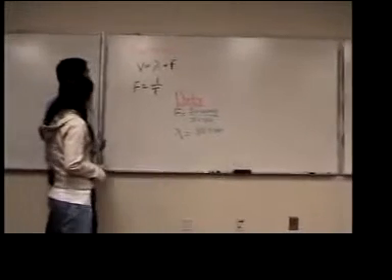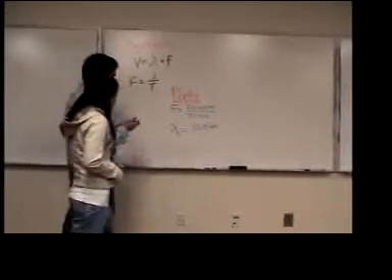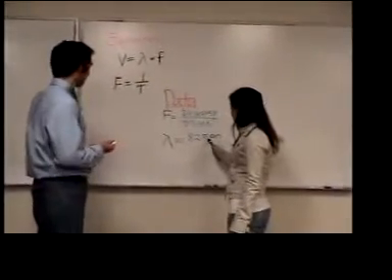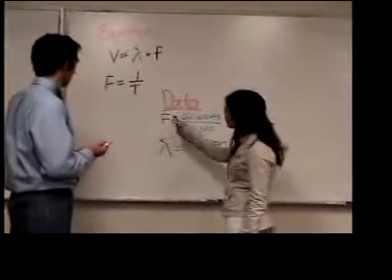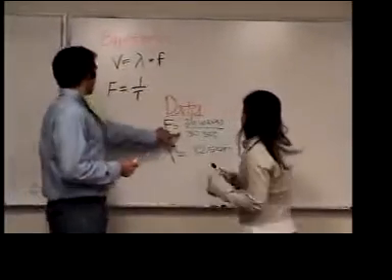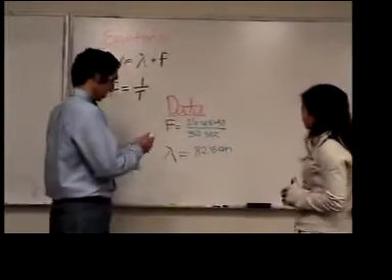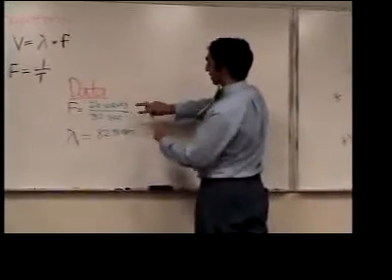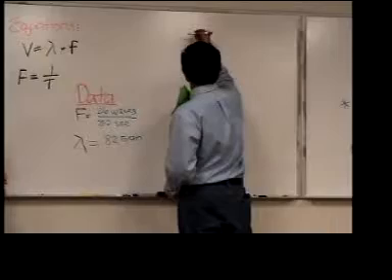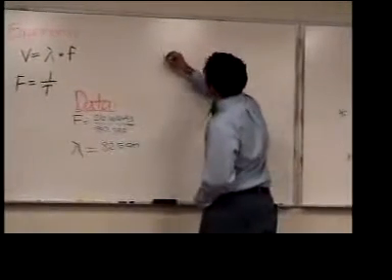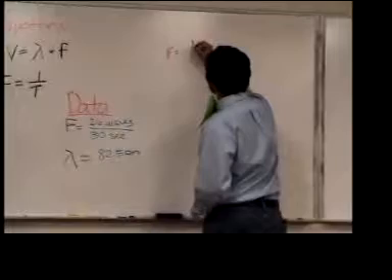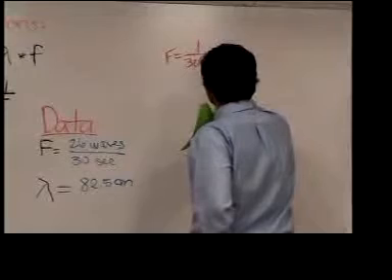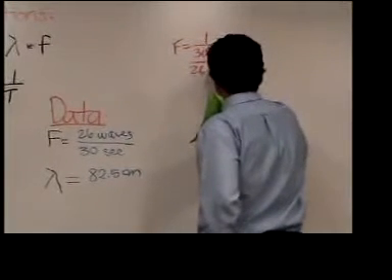Okay, so now that we have the data, how are we going to solve this problem? Well, we have our wavelength right here, 82.5 centimeters, but our frequency doesn't look the same as this. Okay, so here's why this looks different. Let's solve it over here. So T is actually going to be equal to the inverse of this. So let's put it under the entire equation. So F equals 1 over, and we're just going to flip these. So it's 30 seconds over 26 waves.